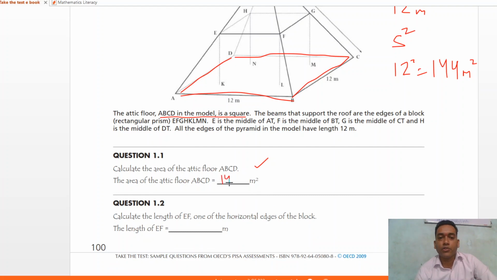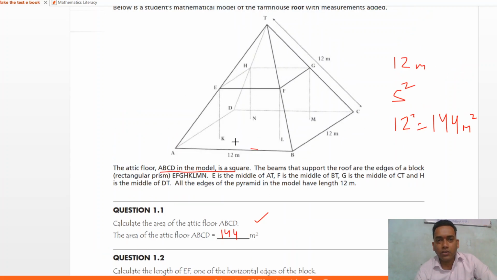A very simple question. We all know how to find the area of a square, that is side squared. So it is 12 squared, that is 144. Before proceeding, let us clean this page. Now, what is the next question? It says calculate the length of EF. This is the length we want to find.